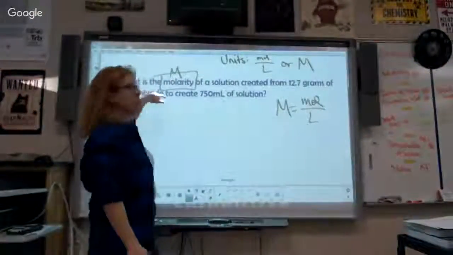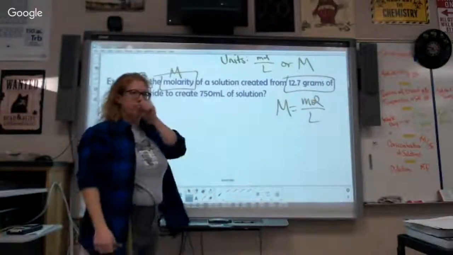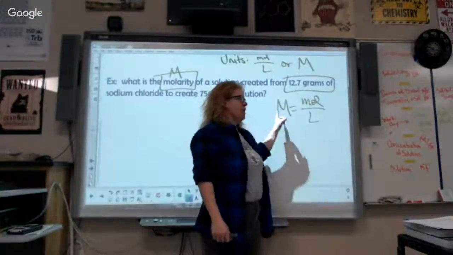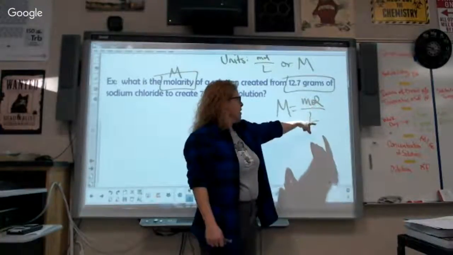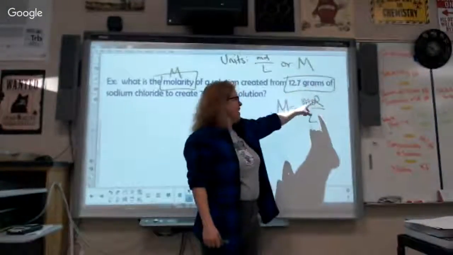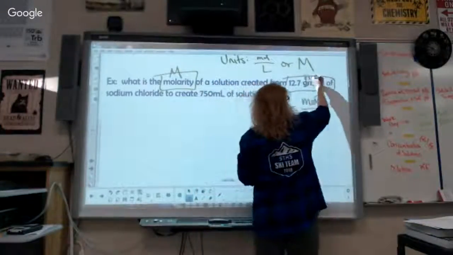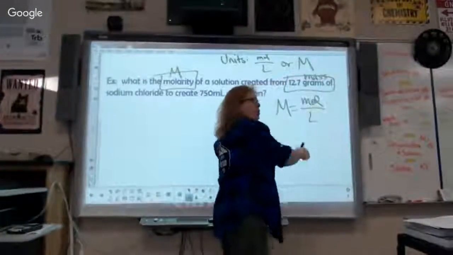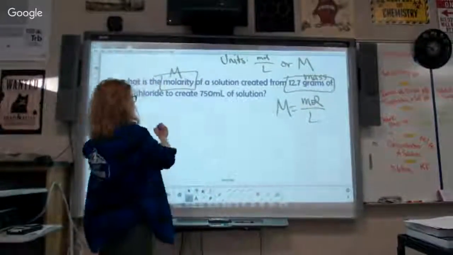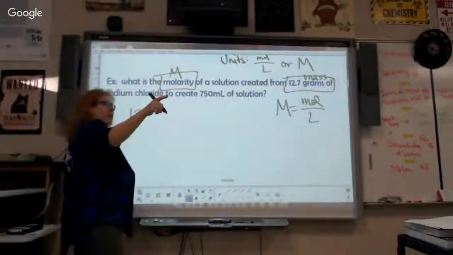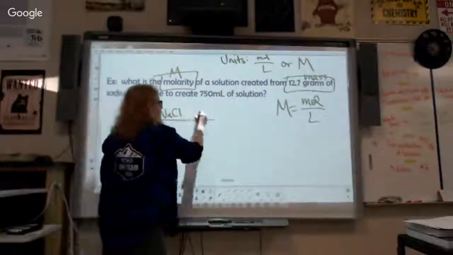12.7 grams of sodium chloride. Which of these other spots is that going to end up in, but not directly? Liters. This is not liters. That's going to end up in here, but it's not there yet. This is actually mass. It's not moles. How do we convert from grams to moles? No, we don't need Avogadro's number, actually. We need the molar mass.